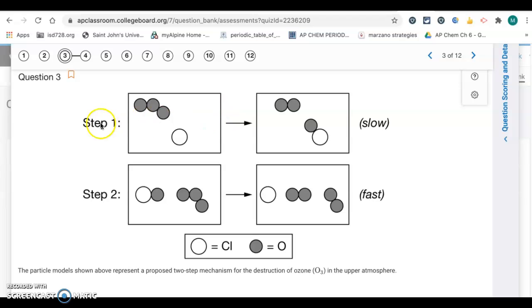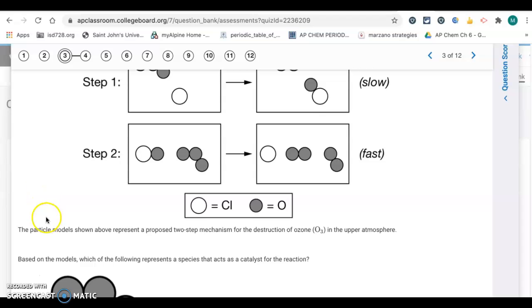Okay, so we have question 3. This is another mechanism, but it's showing it in symbol form. The darker circles represent oxygen atoms, and this white circle represents a chlorine atom. The particle model shown above represents a proposed two-step mechanism for the destruction of ozone in the upper atmosphere.